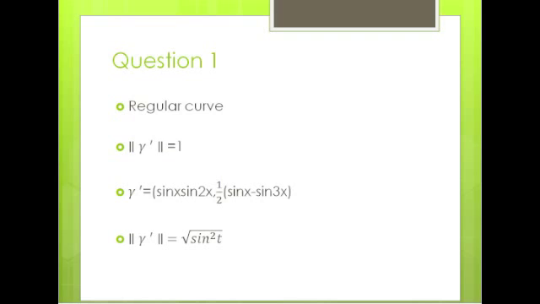The property of a regular curve is that the norm of its first derivative is equal to 1. So to determine the question, we first find the first derivative of gamma, which is shown on the screen, and then we find the norm of it, which is equal to the square root of sine t squared.